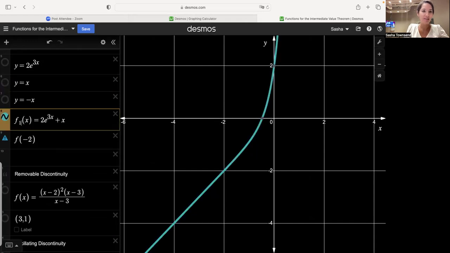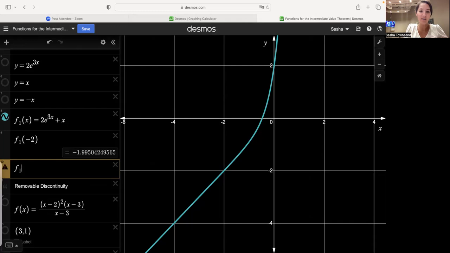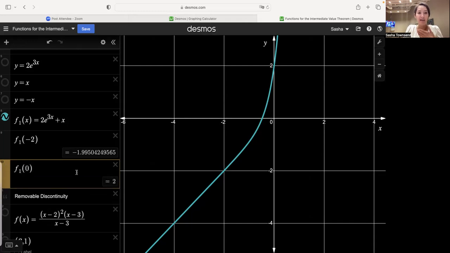Okay, let me do this. I'll add a subscript on it so that it recognizes it as a separate function. There's the y value at x equals -2, and then the y value at x equals 0. The y value that we're interested in is y equals 0. We want the function to be equal to 0. So 0 has to be in between those two y values, and it is. 0 is between -2 and 2. Y equals 0 is right there.